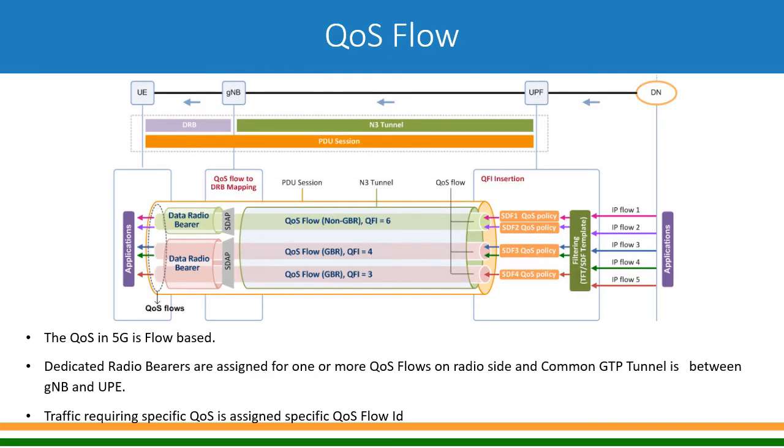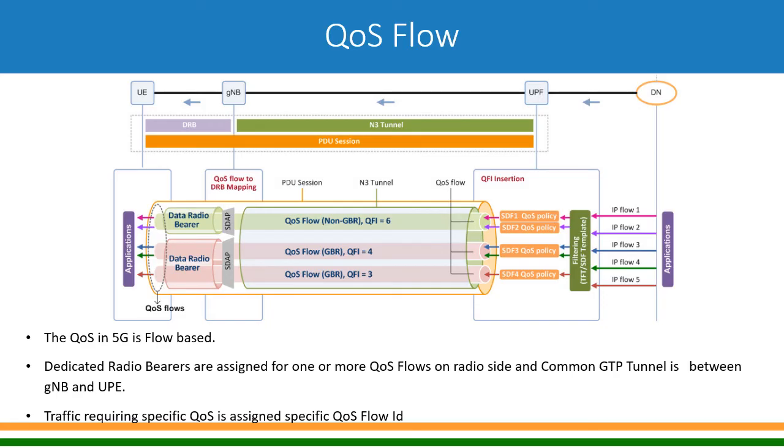Quality of service in 5G system. Quality of service in 5G is flow based. So dedicated radio bearers are assigned for one or more QoS flows on radio side, and there is a common GTP tunnel between G node B and user plane function.